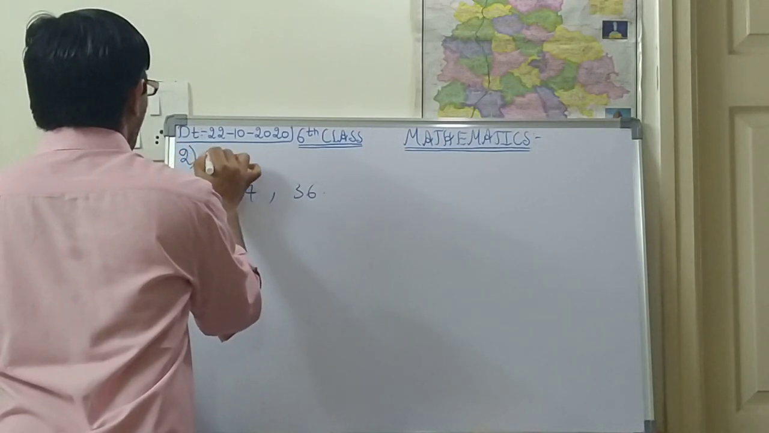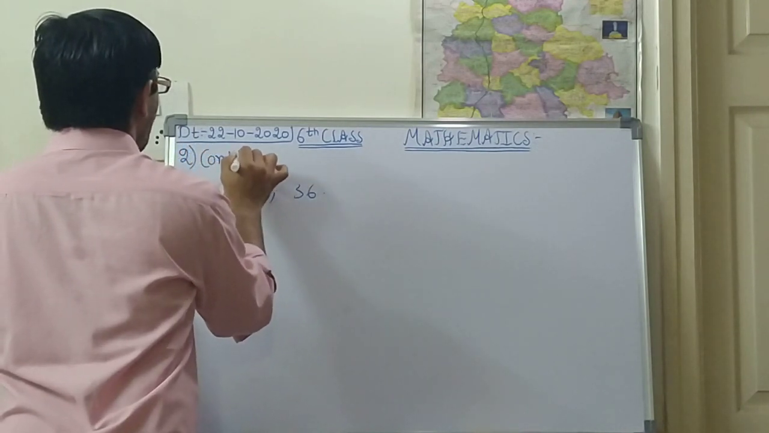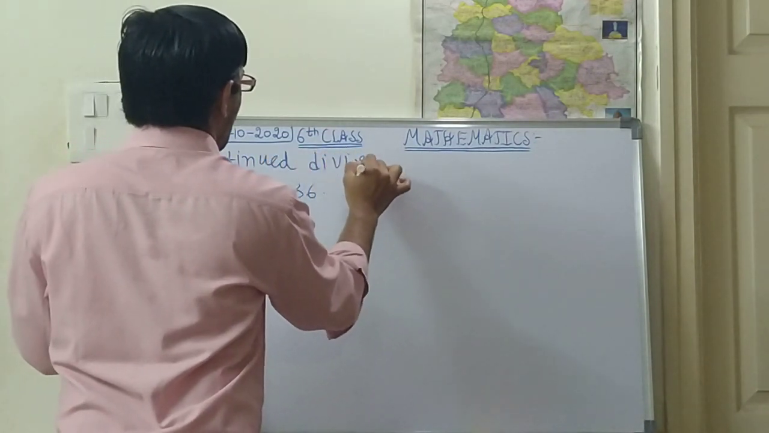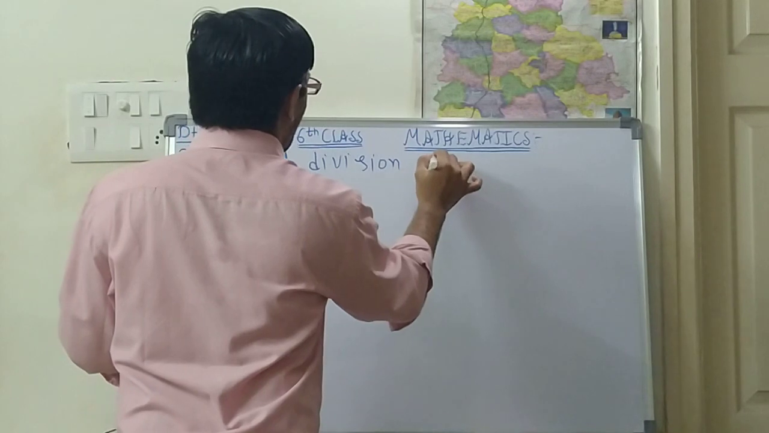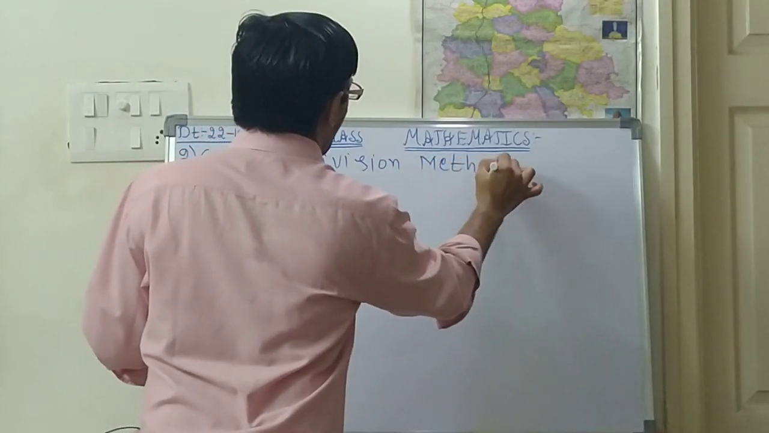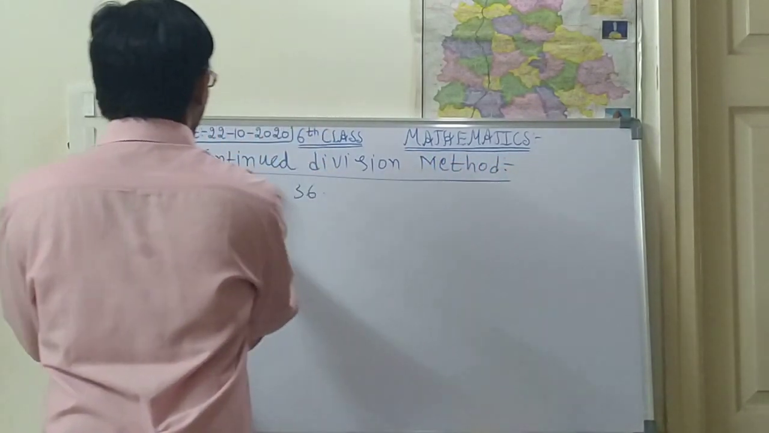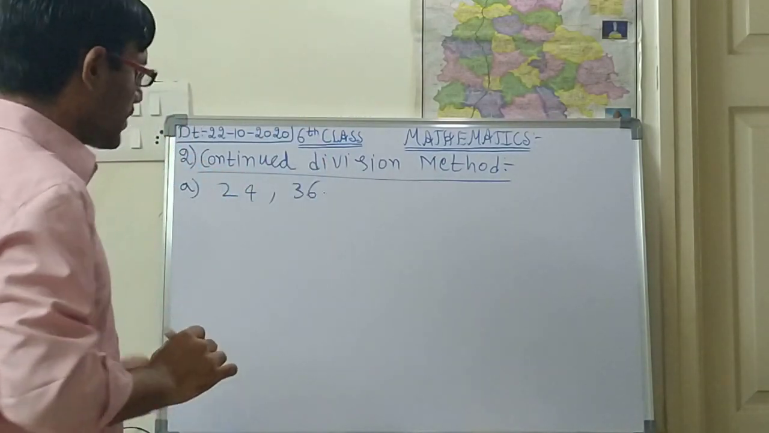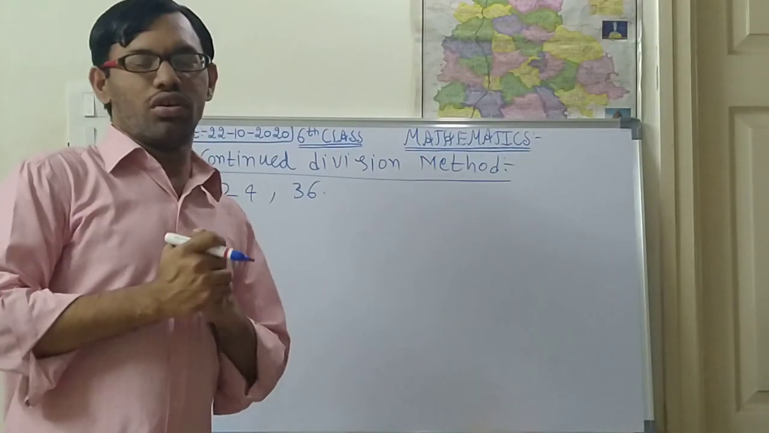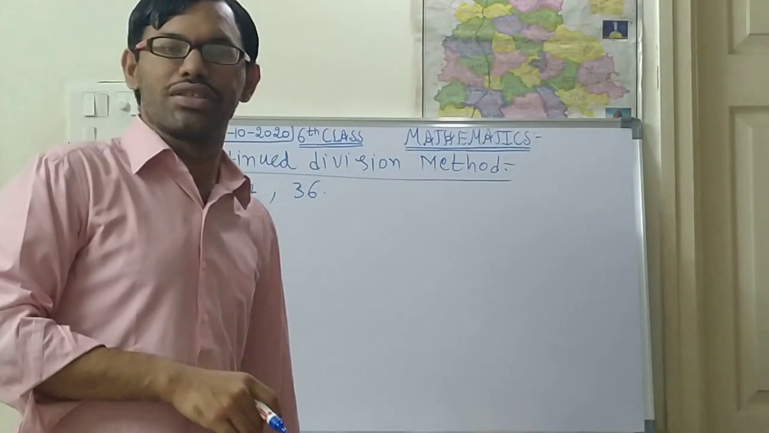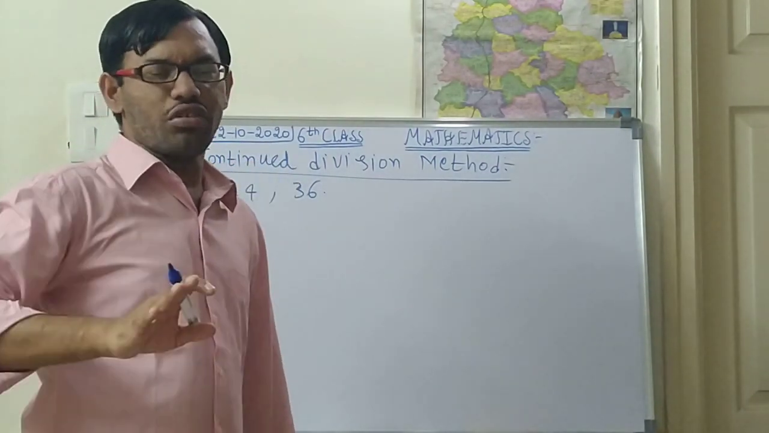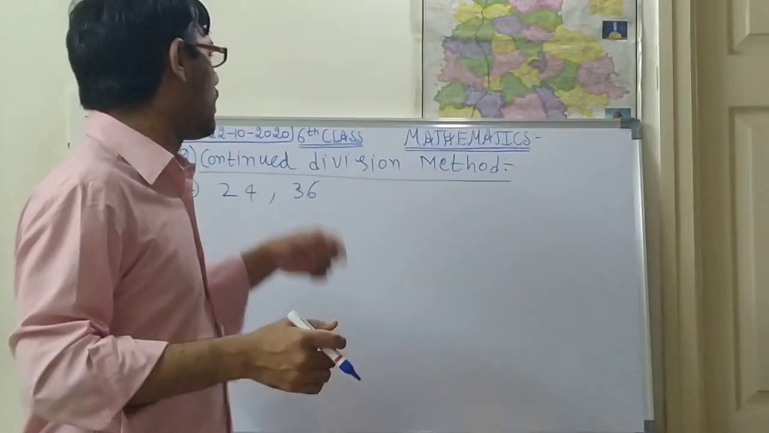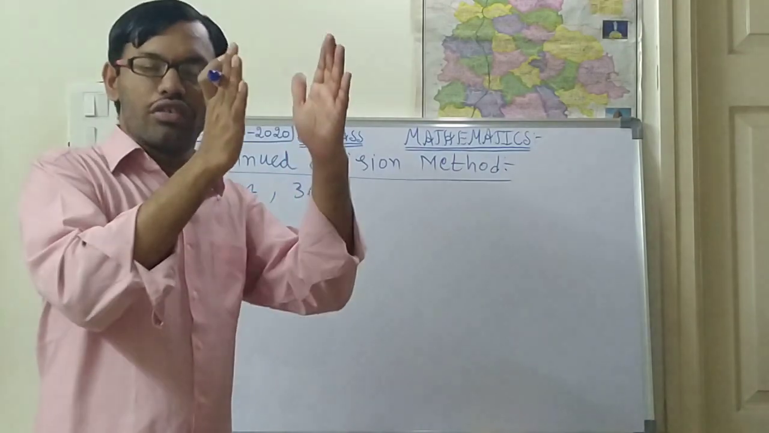Second method, continued division method. So what is this continued division method? It means, see children, here you should do division. I think you know how to do the division, is it right children? Same like that only, but there will be another process. So the division will continue going on.